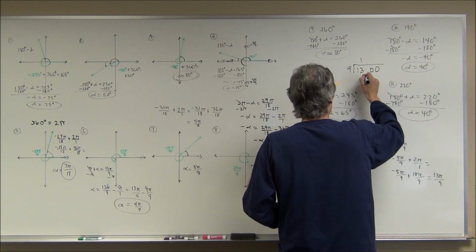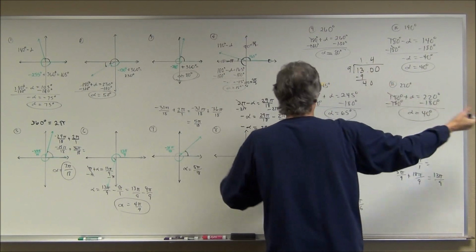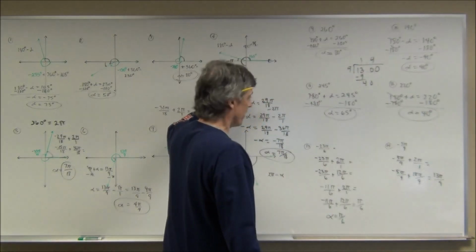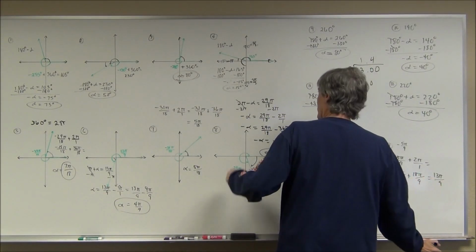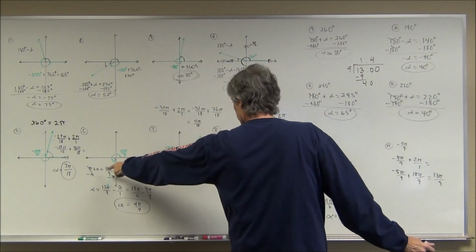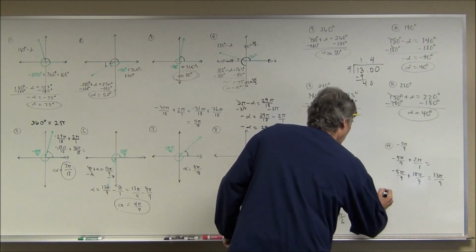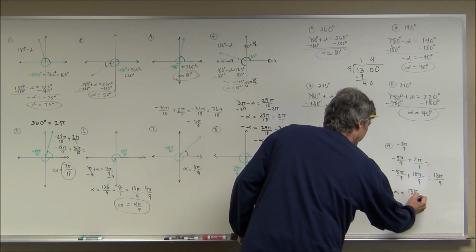Goes in once, 40 goes in 4 times. Well, that's less than 1.5 pi. So this is going to be in the third quadrant. My relationship in the third quadrant, do I have it anywhere? There it is, pi plus alpha. So pi plus alpha is equal to 13 pi over 9.